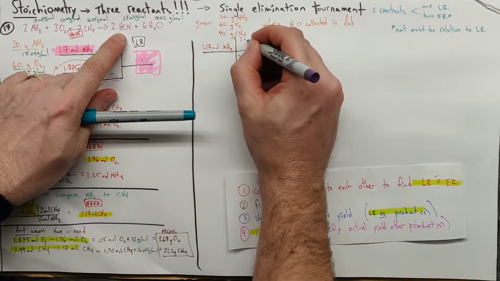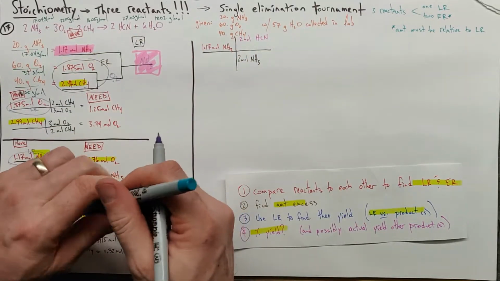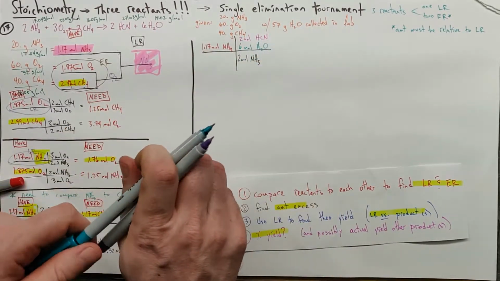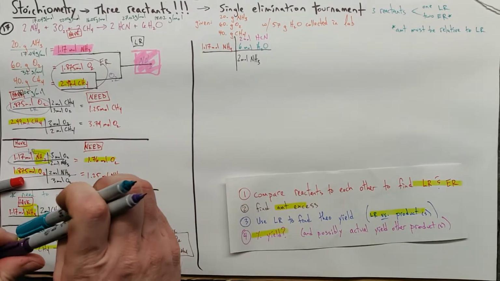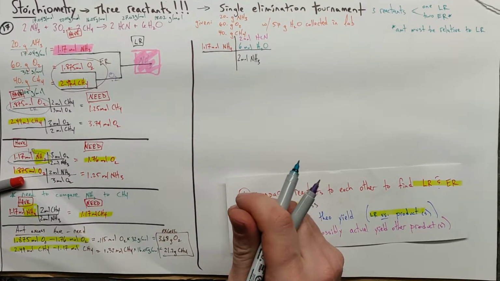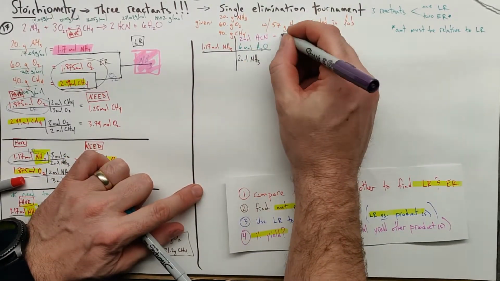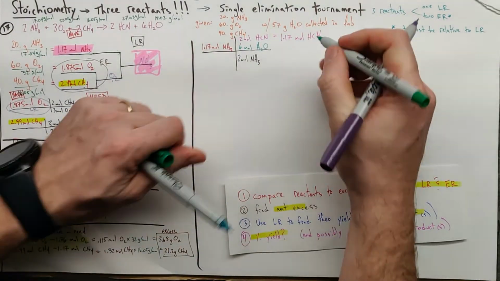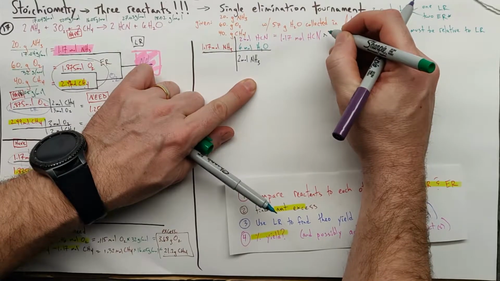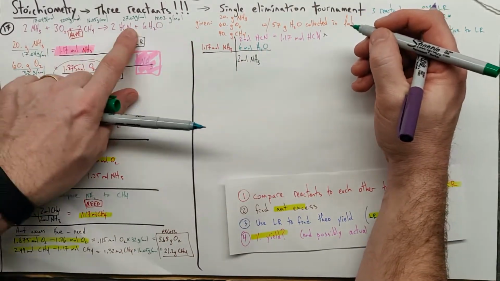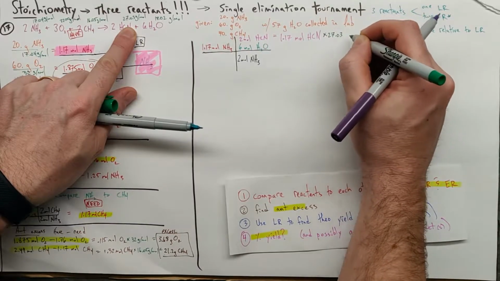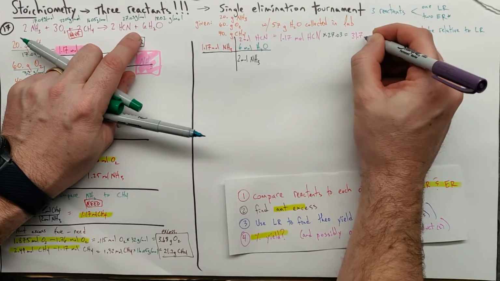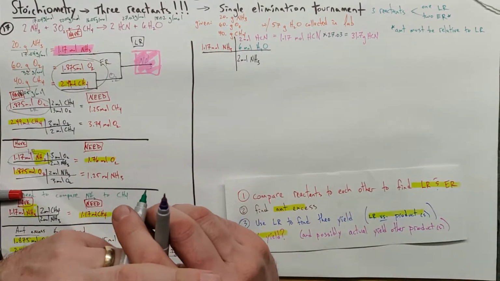2 moles of HCN and 6 moles of H2O. And let's get the caps on these. This gives us 1.17 moles of HCN. We can multiply by our molar mass, which is 27.03, and we get 31.7 grams of HCN. That's our theoretical yield for that one.